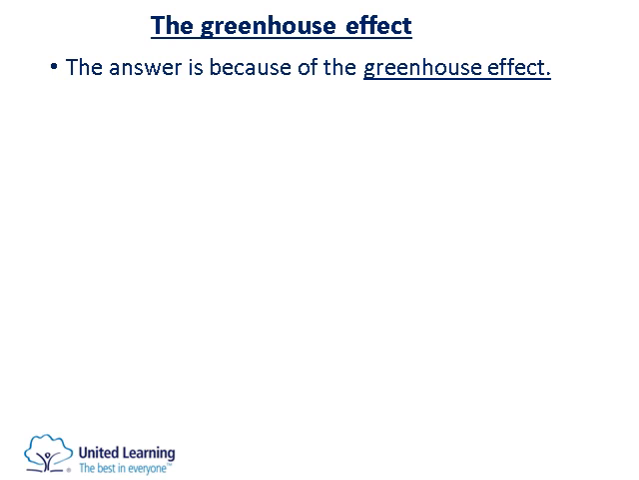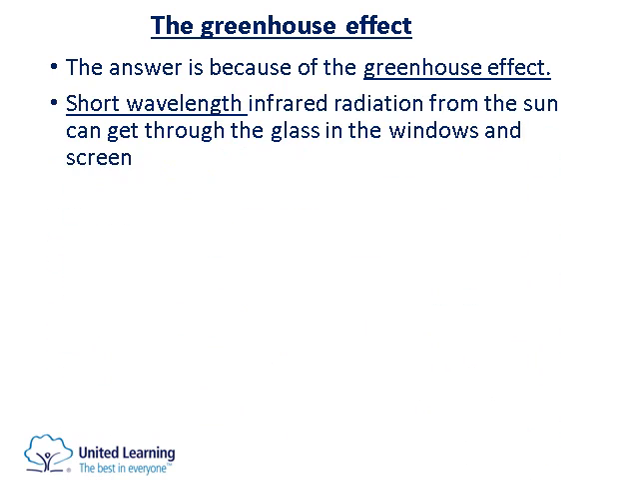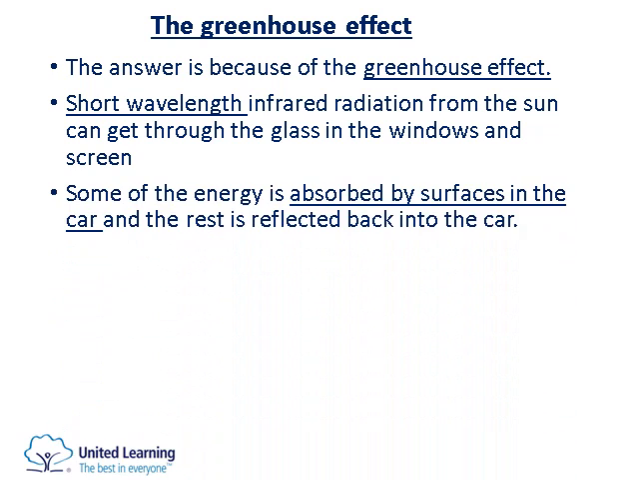It's because of the greenhouse effect, and obviously on a much smaller scale. So you have something called short wavelength infrared radiation, and that comes from the sun. Because it's shortwave, it can get through the glass in the windows of the car, and some of that energy from the radiation from the sun is absorbed by surfaces in the car. So if you've got black seats, for example, they will get really, really hot. And that's because some of that shortwave infrared radiation has been absorbed by them. So if you have black seats, they will get much hotter than a lighter colour seat would, for example.